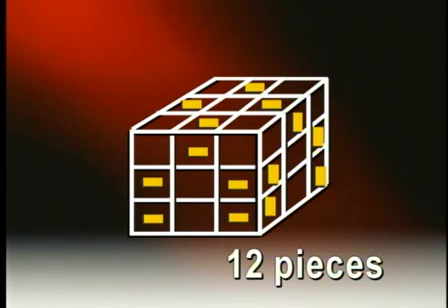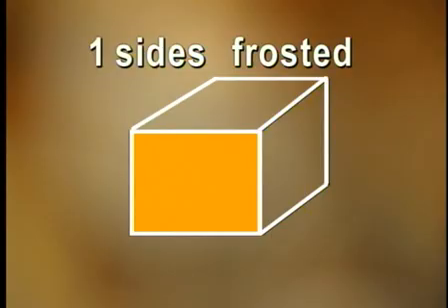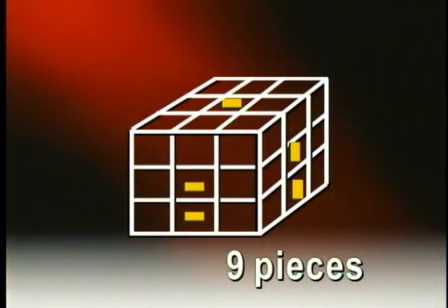Okay? Next, we have pieces that have 1 side frosted. Where are those? Well, as we see in the graphic, they're located at the very bottom, in the middle, and the very center of all the faces. And also at the very top, the centerpiece in the top of the cake. There are a total of 9 pieces that have exactly one side frosted.